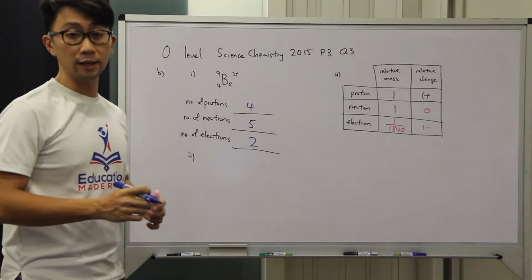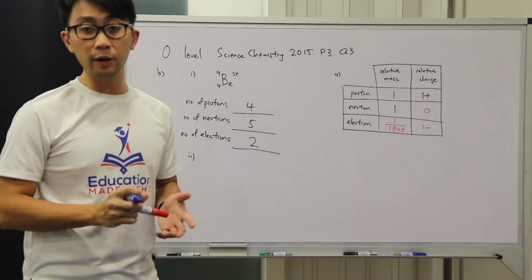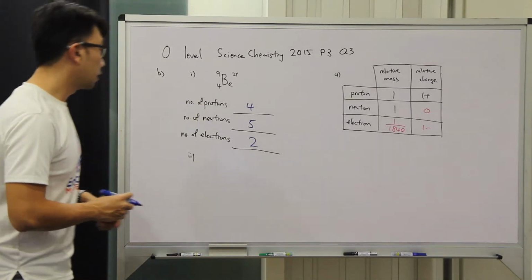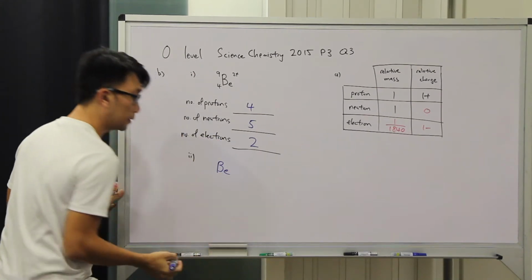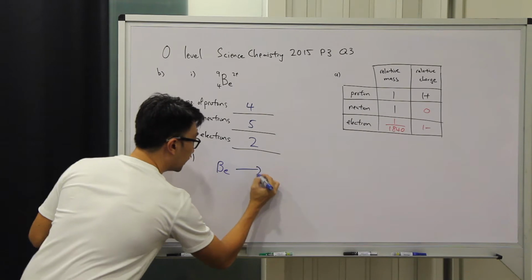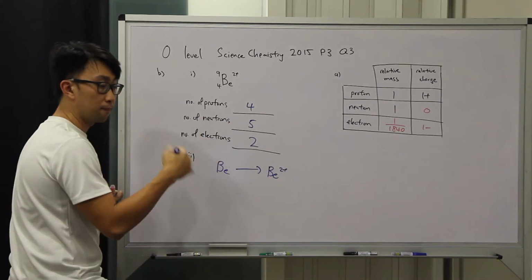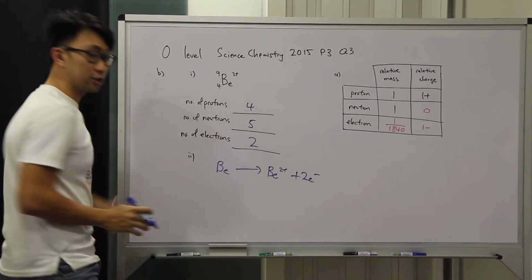Alright, next we have got part 2. Write an ionic equation for the formation of beryllium ion, Be2+, from a beryllium atom. Alright, so we have a beryllium atom from the start, that is Be. Alright, so it will give us a beryllium ion, Be2+, by giving away 2 electrons. So this is essentially what they wanted.